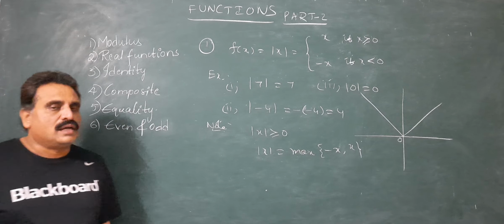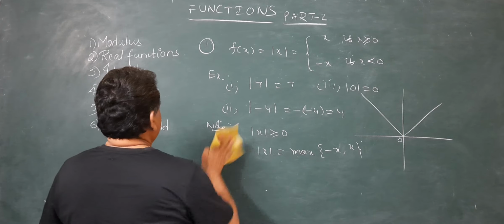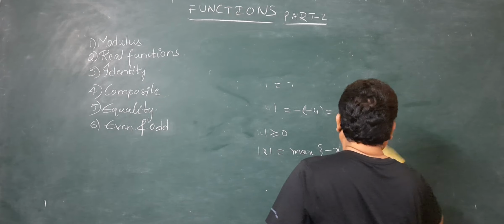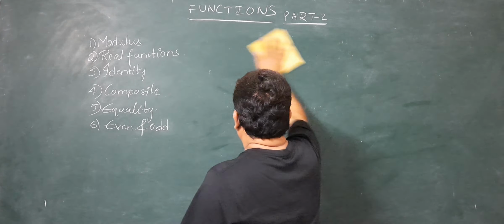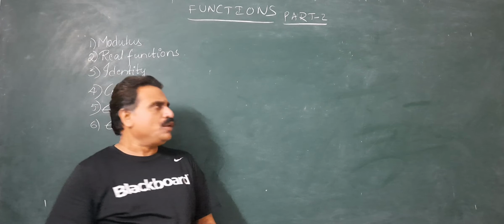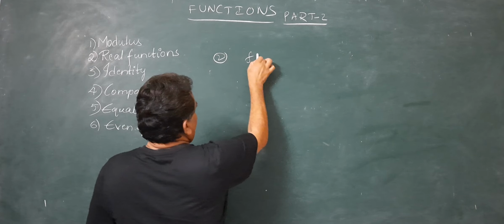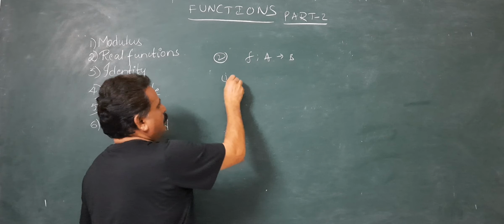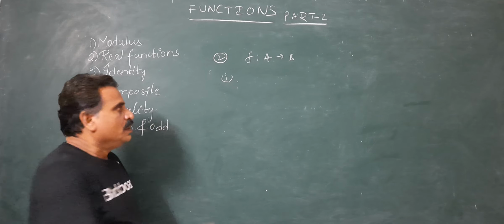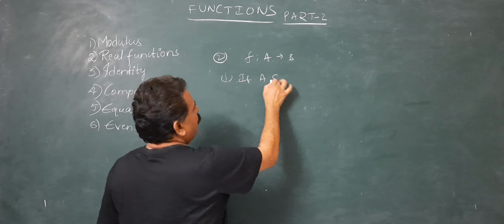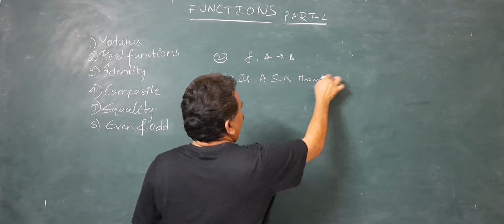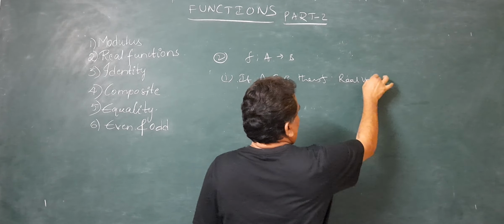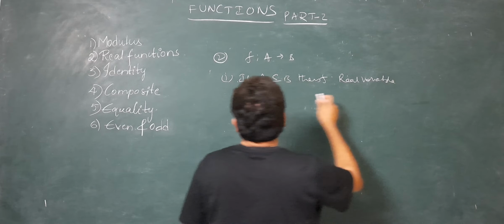Now we discuss the next point, that is real function. There are three subpoints. f mapping from A to B is a function. One, if A is a subset of R, then f is called a real variable function. Real variable function.